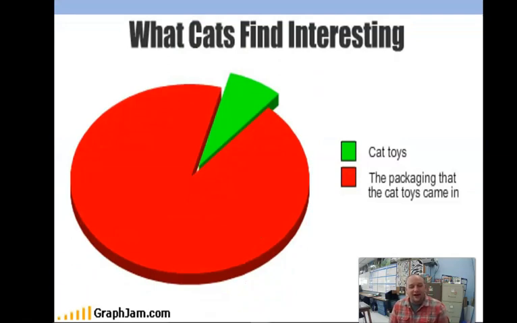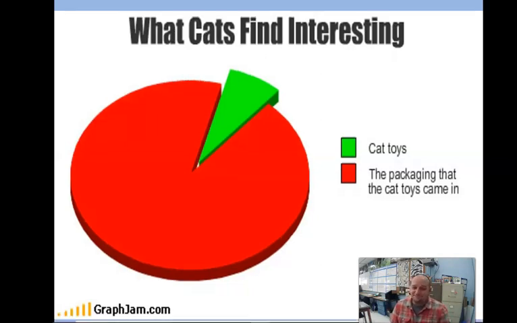More graphs. Again, they show relative frequencies. This one's kind of fun. Talks about how cats most of the time find the package more interesting than the toy itself. Again, adds up to 100%, the two different options for the cat.